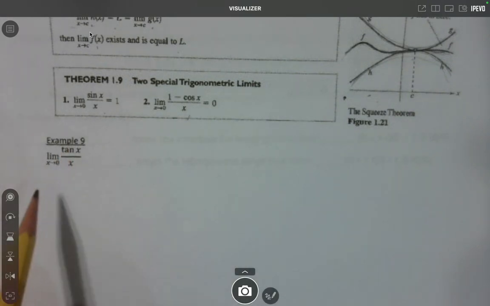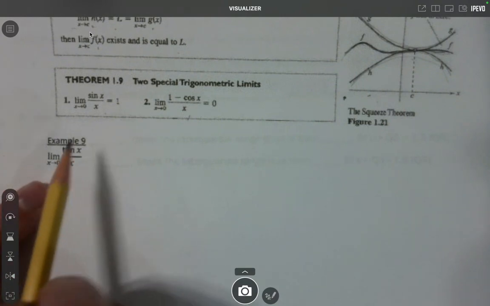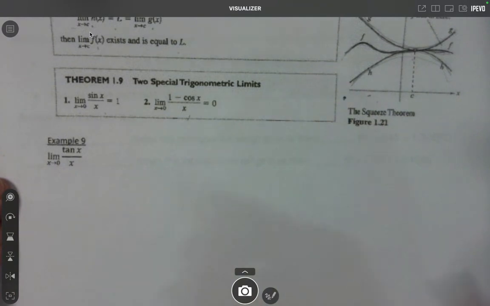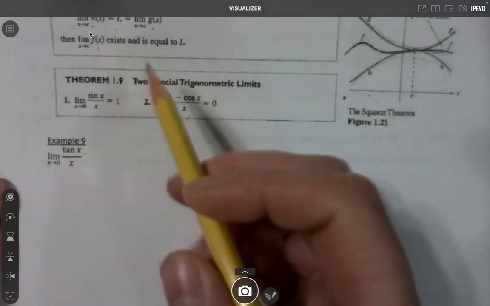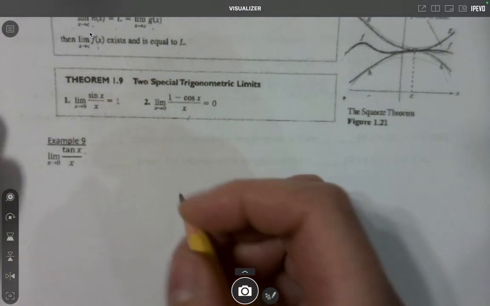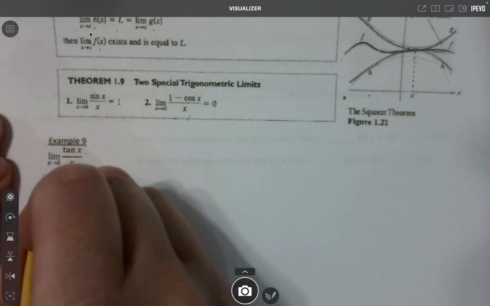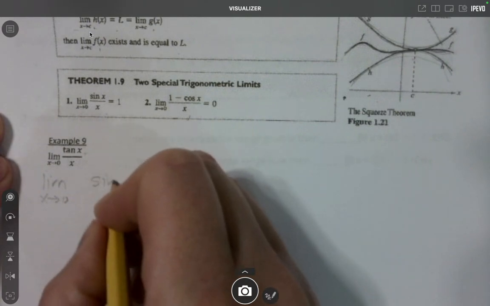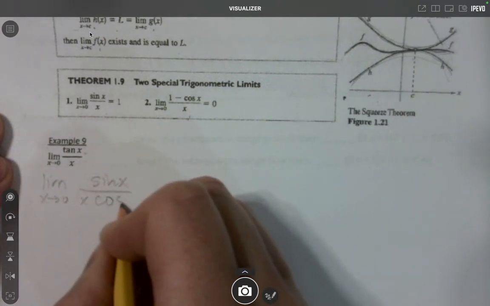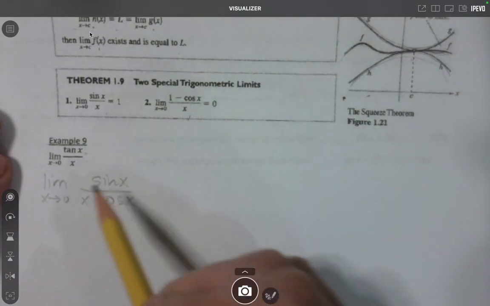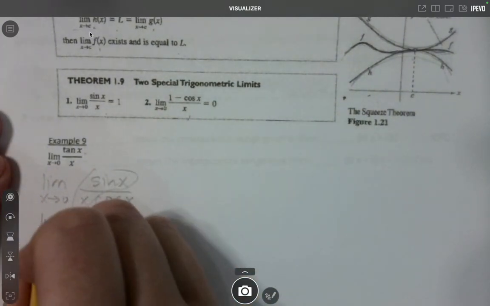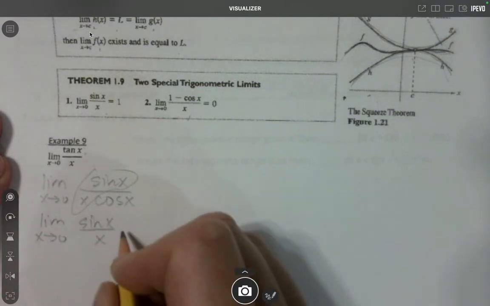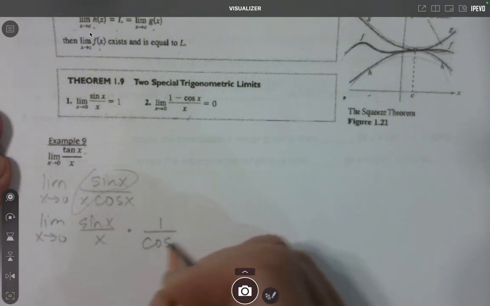So on this one, it's my limit as x approaches 0, which matches up here, but I have tangent x over x. So it's my job to think, well, hey, I can take tangent and rewrite it using sine. So my first job is to rewrite this as limit as x approaches 0 of, we know tangent is sine over cosine, so sine x over x cosine x. All right, now I can see that the sine x over x, that's the part I want. So I'm going to write sine x over x, and then I've got 1 over cosine x.